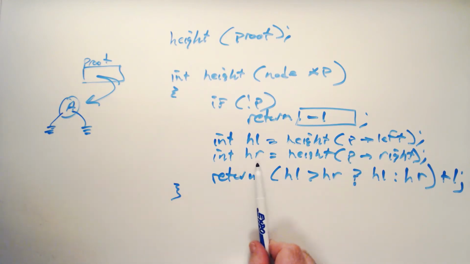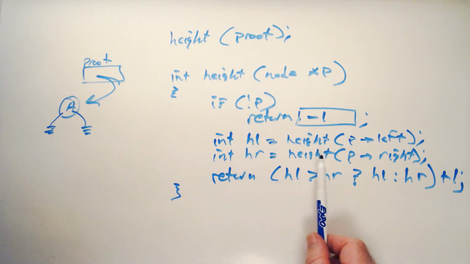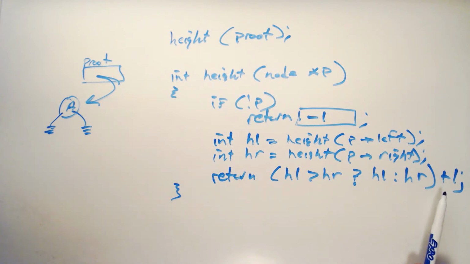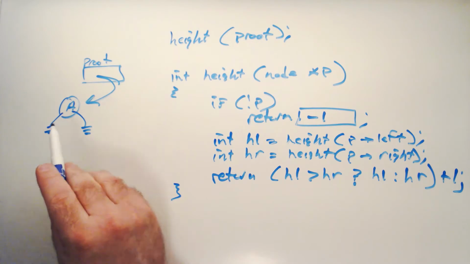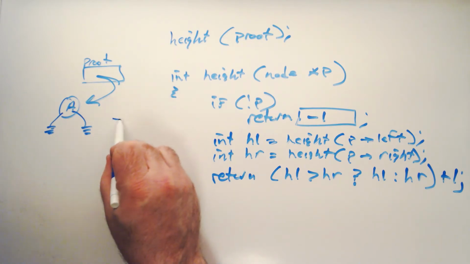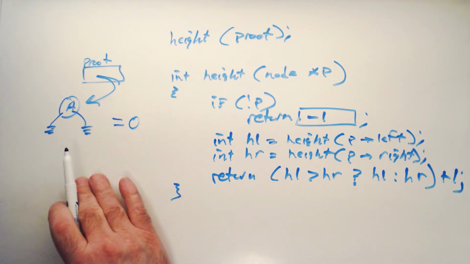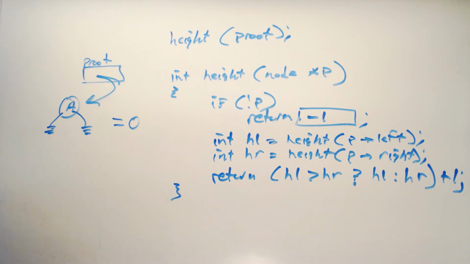And then it'll come back and it'll say, hey, what's the height of the tree on the right? Well, that's another one that's null, so that'll come back with a -1. Is -1 greater than -1? No. Then the value of this expression as a whole is HR, which is -1, plus 1, which is 0. So this function will return a 0 back up here, and that would say the height of this tree as drawn here will equal 0. And that is the correct value for that tree. So this checks out. This looks like a good default value here.